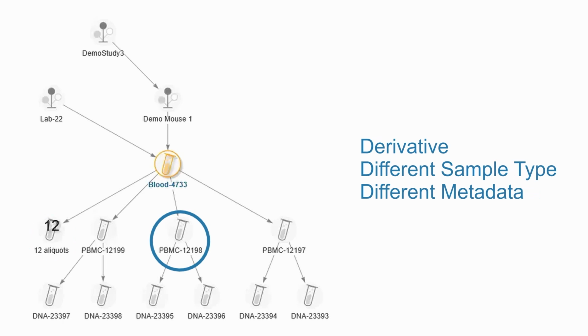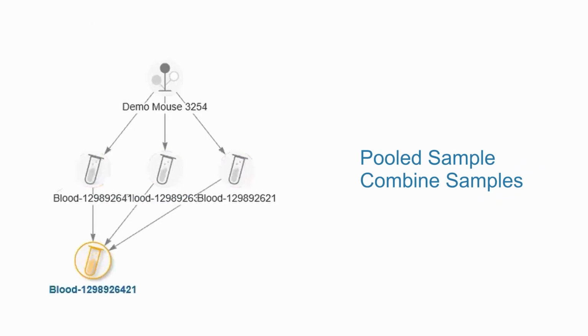A derivative means that the parent sample and the child sample have different sets of metadata and are often different sample types. For example, a DNA sample is derived from a blood sample. A pooled sample means I am combining part of or all of multiple parent samples into a singular sample.